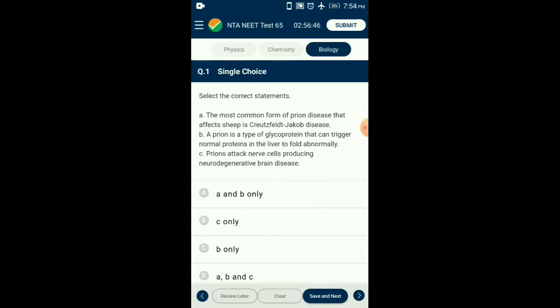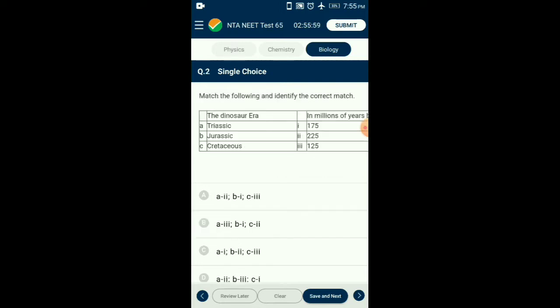No plant diseases caused by prions are reported, as prion is a type of protein that can trigger normal proteins in the brain to fold abnormally. The most common form of prion disease that affects humans is Creutzfeldt-Jakob disease, where the prions attack nerve cells and produce the neurodegenerative brain disease. So the answer for this question is option B. From the given three statements, C only is correctly given.